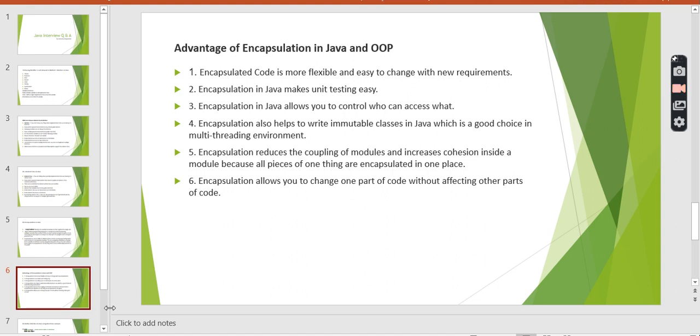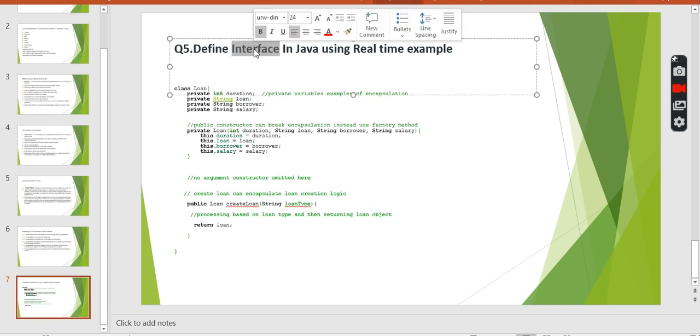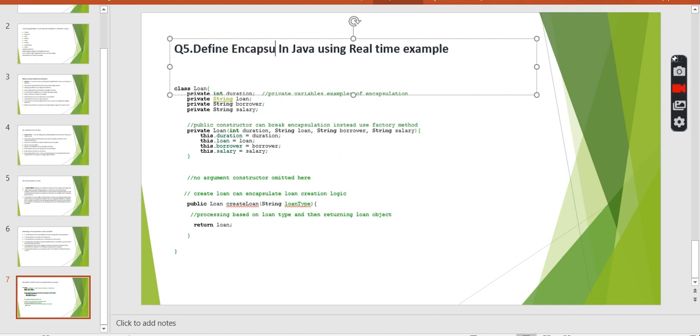Now we'll come to the next slide. Example of real-time encapsulation. Okay, so here I have created one example. You can see there is one class, Loan. Inside my Loan class there are some private variables. Private variable means nobody can use it outside of that class.